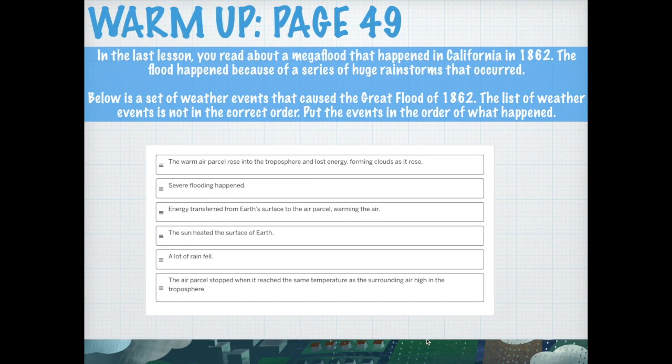On page 49 of your workbook, you'll see a list of events that correlate to the mega flood that happened in California in 1862. The flood happened because of a series of huge rainstorms that occurred. Below is a set of weather events that caused the Great Flood of 1862. The list of weather events is not in the correct order. Put the events in the order of what happened. You can take your time, press pause, and come back to the video when you are ready.